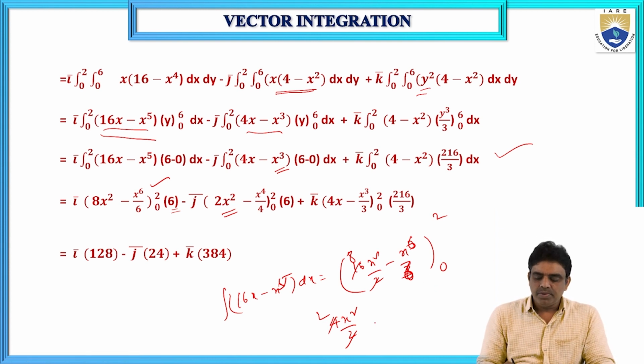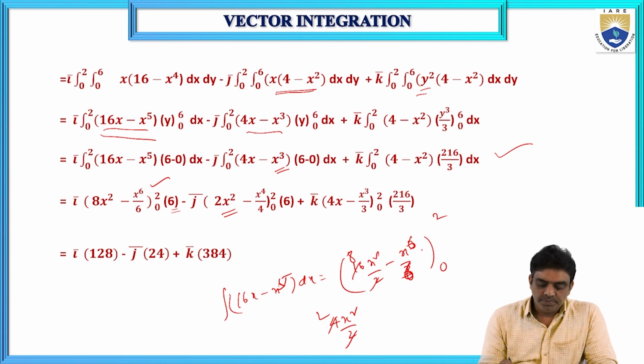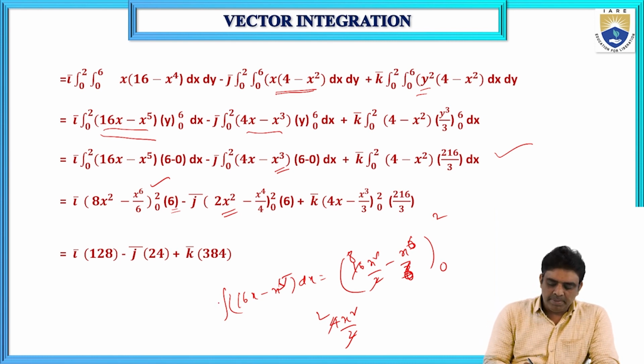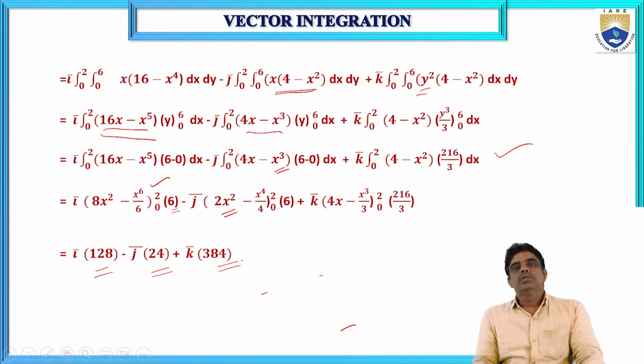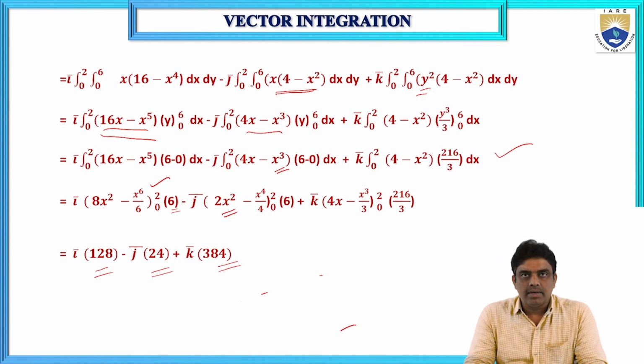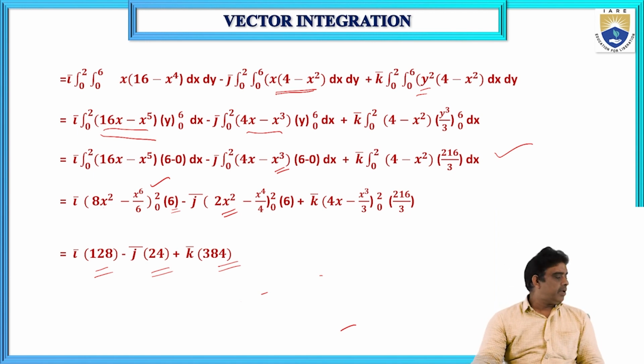Plus k bar into, here 216 by 3 is constant, integration 4x first term, second term x cube by 3 between 0 and 2. So substituting the limits for integration, upper limit 2, lower limit 0, you will get 8 into, this is 2 square 4, 8 4 is 32 minus 2 power 6 by 6. So all will get to 128. This is j bar coefficient 24 and this is 384. So in this way, we can calculate the volume integral with respect to the given region.